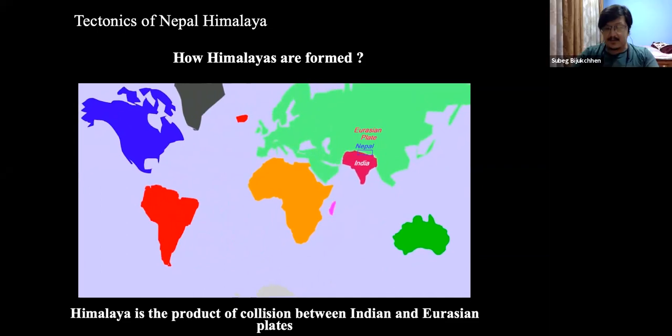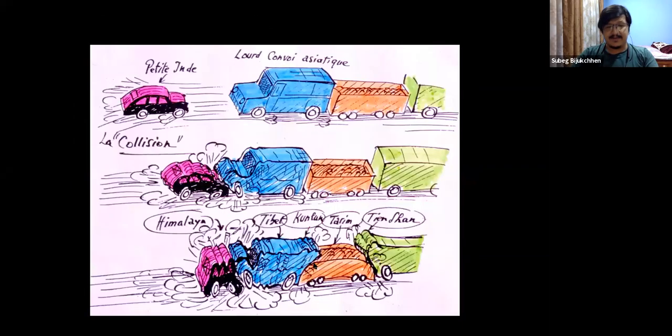Okay. So what did this? When this collision happened, what happened was, for example, this is French art. It's from Le Fort, a French scientist who studied a lot about geology and tectonics in Nepal. So what he did was a sketch here. It's called Petite Inde. Petite means small.